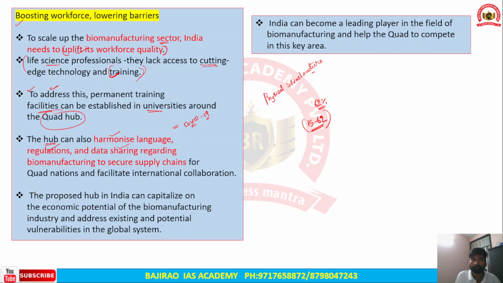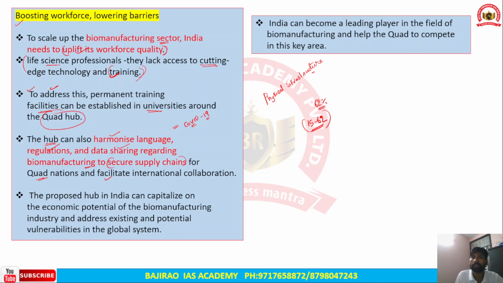So the biotechnology hub can also harmonize the language, regulation. I mean, language not in the literal sense, but it provides flexibility, and it provides regulations and data sharing regarding biomanufacturing, and that will help secure supply chains for the Quad nations. And this will also facilitate overall international collaboration and cooperation.